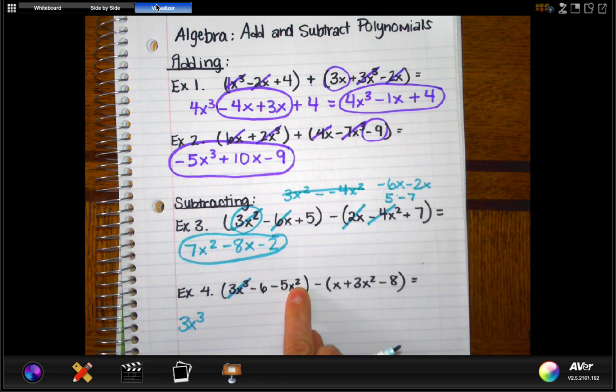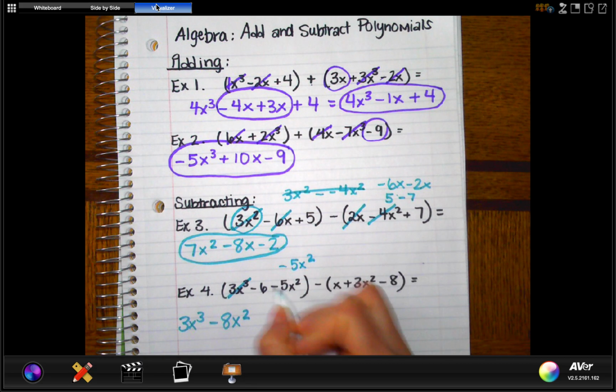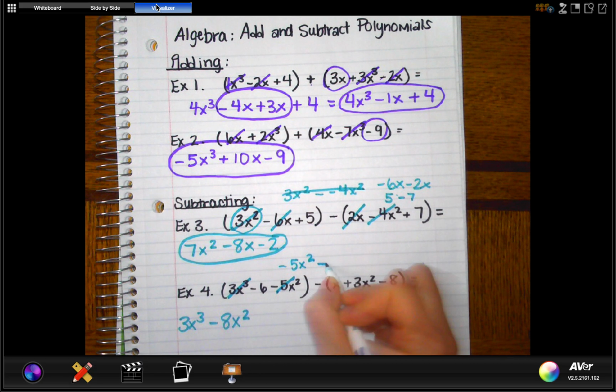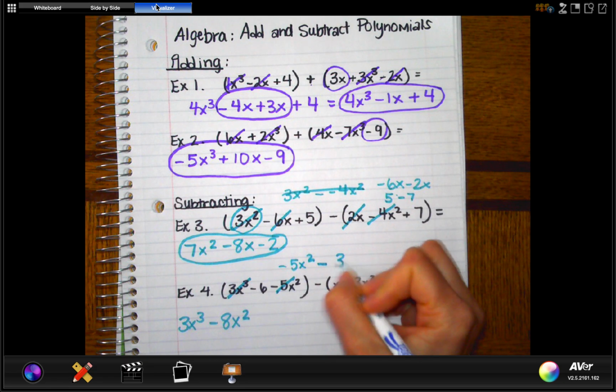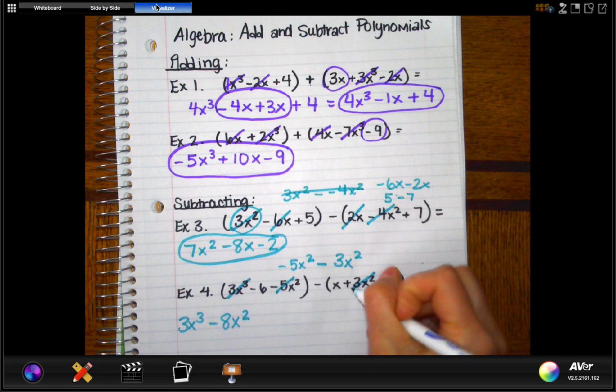Now, in this one then, my next highest degree is this negative 5x squared. And I do have a match here. So negative 5x squared minus positive 3x squared is going to give me negative 8x squared. Okay, and again, some of you are going, why is that? It's because it's negative 5x squared minus, right there, positive 3x squared, excuse me. So it's like you owe $5 minus 3 more, okay? And so that's out of the way, and so is that.